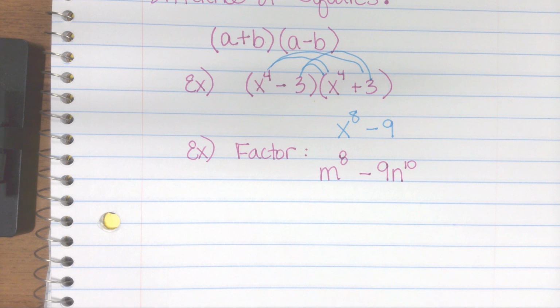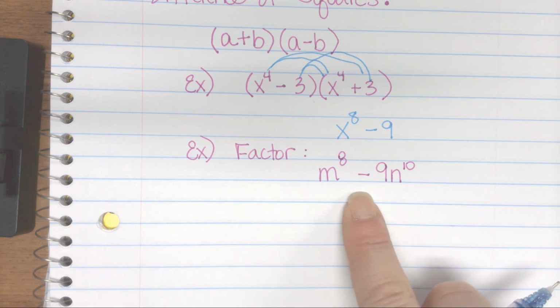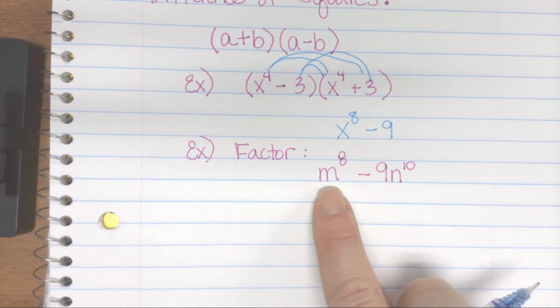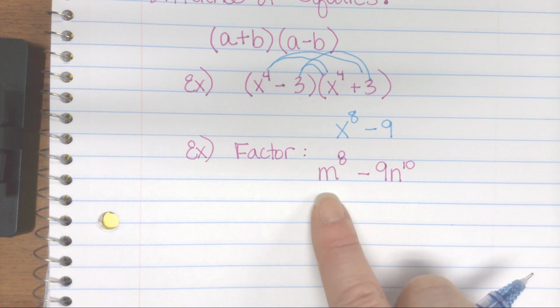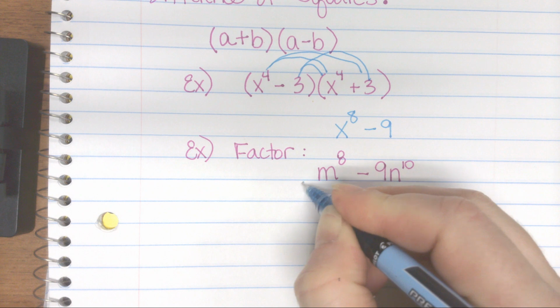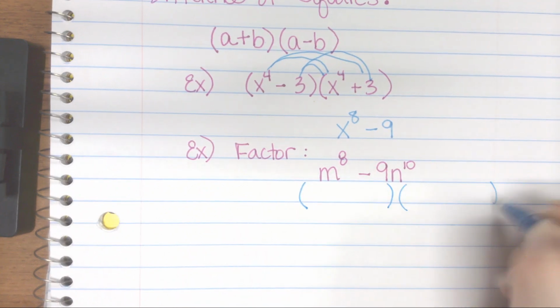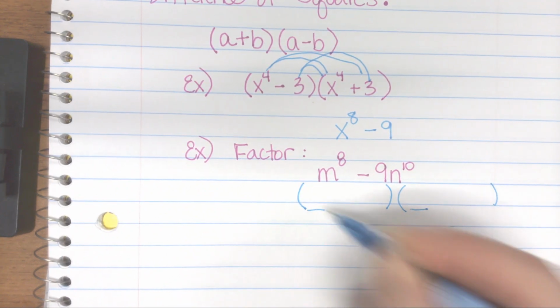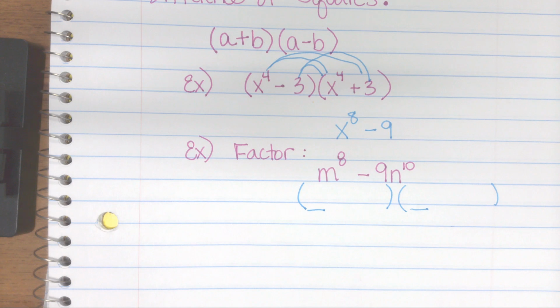So do you notice it's a difference? Okay, how can we tell when it's a difference of squares? Well, you're going to be able to figure out something that multiplies by itself to give you m to the 8th. What could you multiply by itself to give you m to the 8th? Turn and talk to somebody around you. What do you think is going to go in the first spot? Talk to somebody around you about what you think is going to go in the first spot.